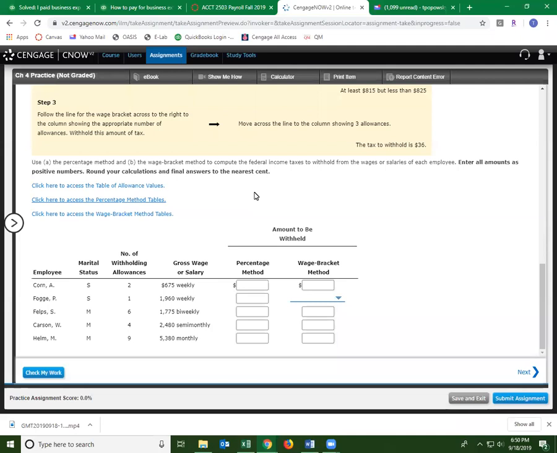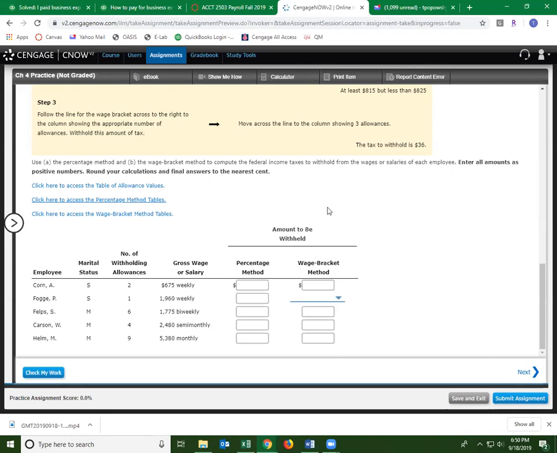We do have 5 employees, and on 4 of them we can, and on 1, you can probably tell which one right here that has the drop down, we cannot. So when we cannot use the wage bracket method, we do have to use the percentage method. Percentage method has more calculations in it, so I thought we would just step through a few of these together so you can see the calculations.